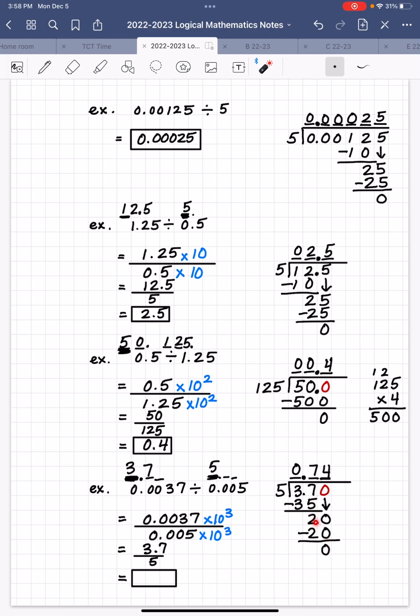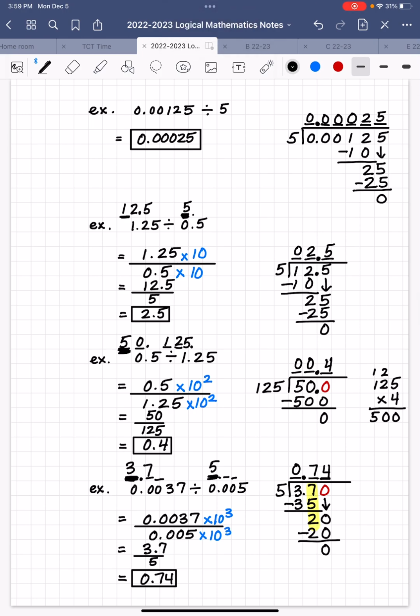The reason why I had to keep on going was because when I stopped right here, let me just highlight it for you so you can see. When I stopped right here, I ended up with a remainder that wasn't 0 to the right of the decimal point. If ever that happens, you just keep on annexing zeros to the right until you get a remainder of 0, or until you start to see a repeating pattern happen. But in 6th grade, we're just going to stop when we get a 0. Okay, so the quotient is 74 hundredths. Okay, and that is how we divide decimals.